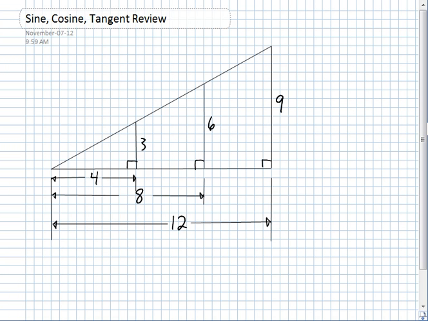We're going to be looking really quickly here at a review of the sine, cosine, and tangent ratios, starting with the tangent ratio just because it's the easiest one to do.